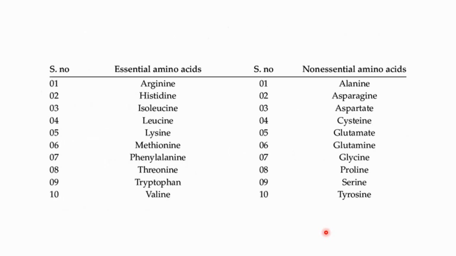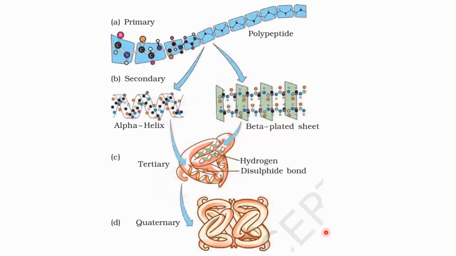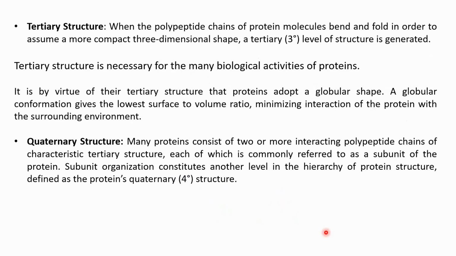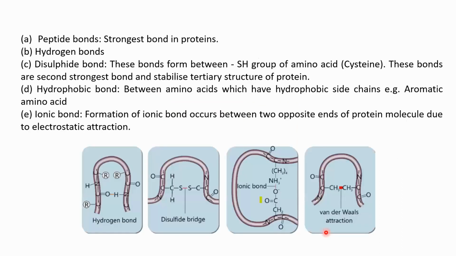Then we get to know what are the essential amino acids and what are non-essential amino acids and why they are called so. And we studied the functions of various proteins. What is the structural hierarchy in the proteins? Proteins can acquire a primary structure, then a secondary structure, tertiary structure, and a quaternary structure. Then we get to know what are the different bonds that are present in the primary structure and in the secondary, tertiary, or quaternary structures.